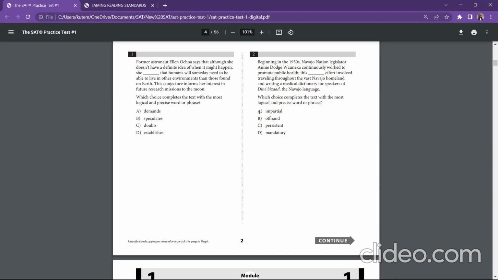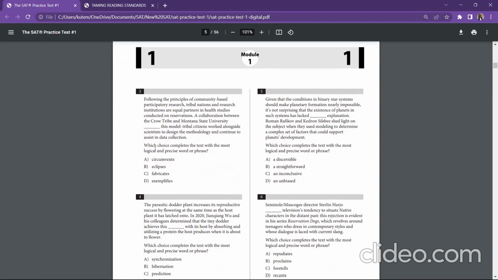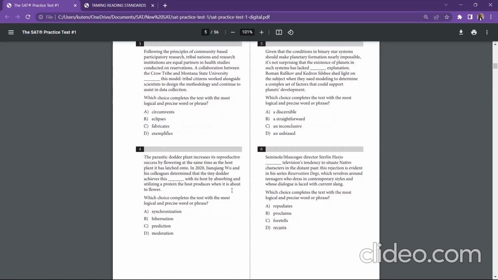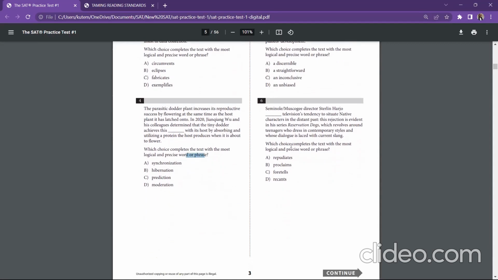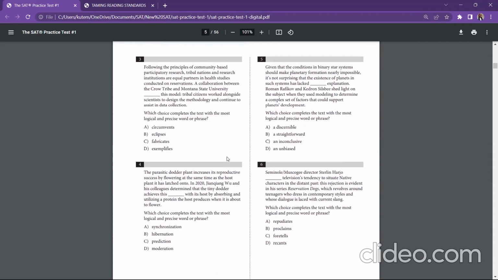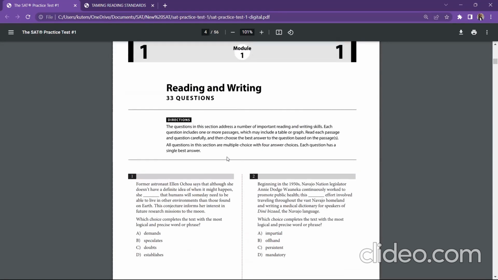You can see 2 is the same. It has four different options of words, so you're being tested on word choice. Okay, and if you scroll, most logical and precise word, that's still writing. You can see it's still the same, you're choosing from four different words. Same thing here. I saw this same format in a lot of the practice exams that were released: the first maybe six questions are writing, word choice questions.